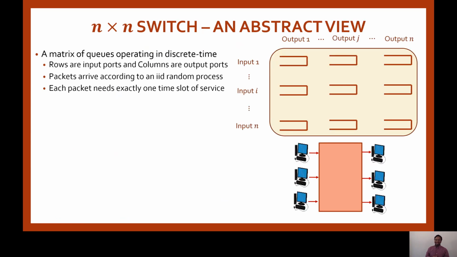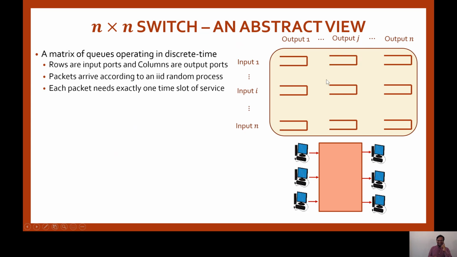More abstractly, we can think of a switch as a matrix of queues. The inputs correspond to rows and the outputs correspond to columns. Each input, let's say I'm looking at this input server, maintains a separate queue for packets that want to go to each of the outputs. So there are n separate queues in each row, and similarly n for each column. Packets arrive into these queues according to an IID random process. So suppose a packet arrives to the first input that wants to go to the second output, then we pretend that it arrives into this particular queue.